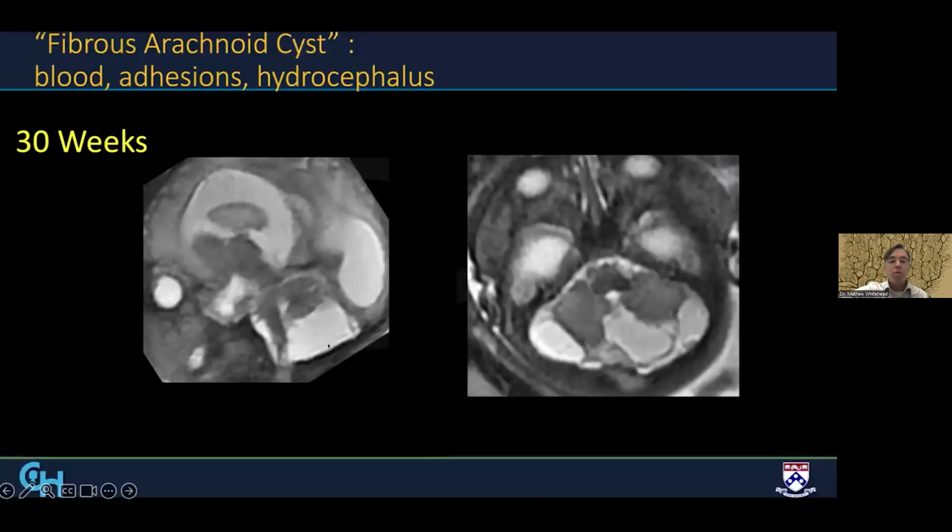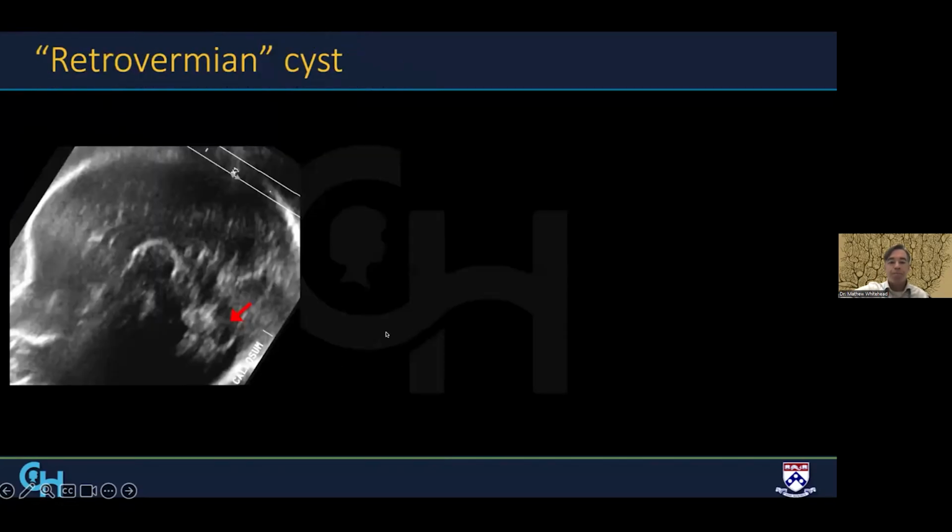And here's a fibrous arachnoid cyst. Obviously, this patient had germinal matrix and intraventricular hemorrhage, and you can see these loculations in the posterior fossa and this walled off tissue that can form a fibrous arachnoid cyst.